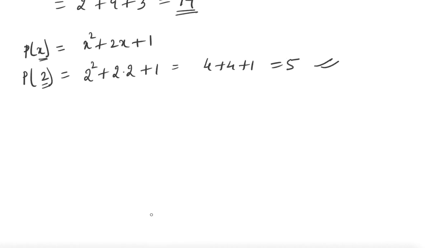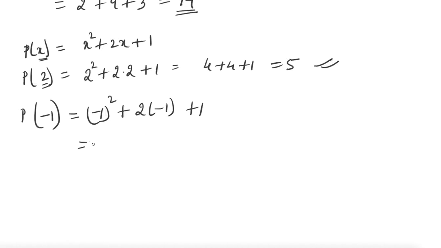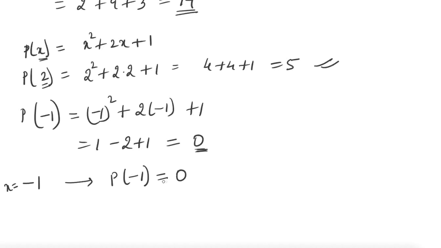Okay, now let us say we need to find the value of p of minus 1. As you know, instead of x I have to substitute minus 1, so I get minus 1 whole square plus 2 into minus 1 plus 1, that is equal to 1 minus 2 plus 1, which is equal to 0. Oh my god, I got the value 0. It means that if I substitute x equals minus 1 in the equation, I get the value of the equation p of minus 1 equals 0.